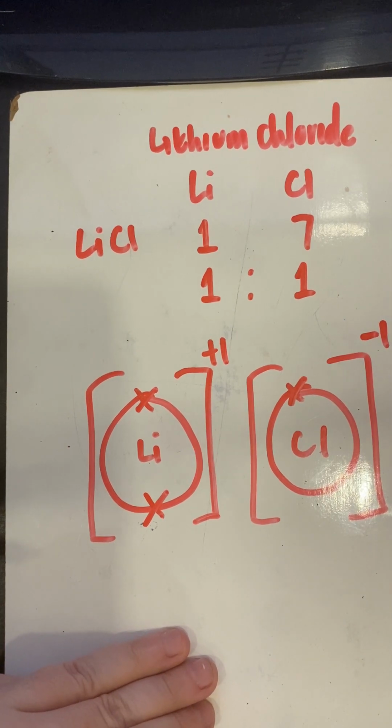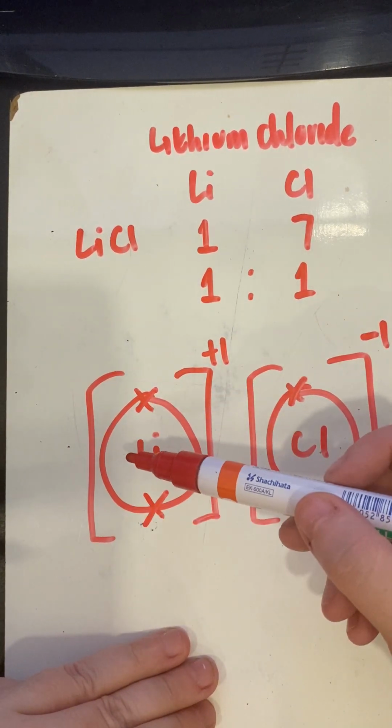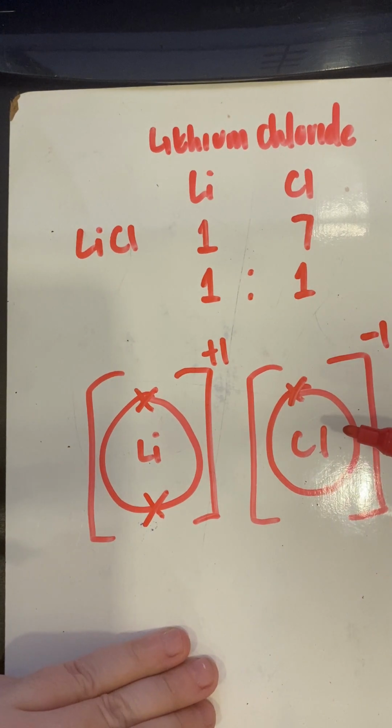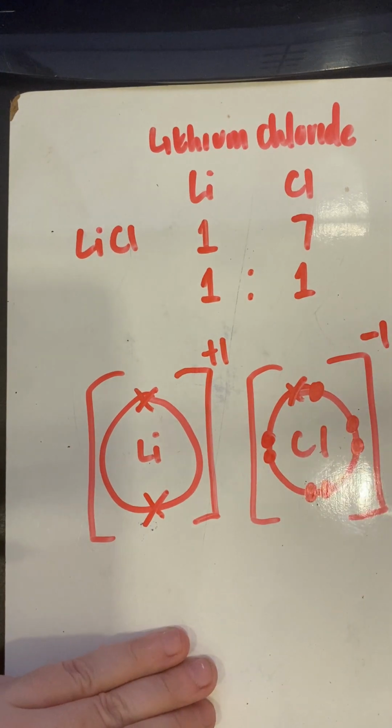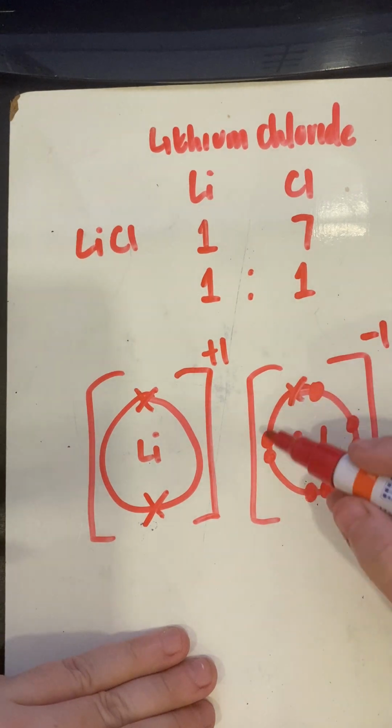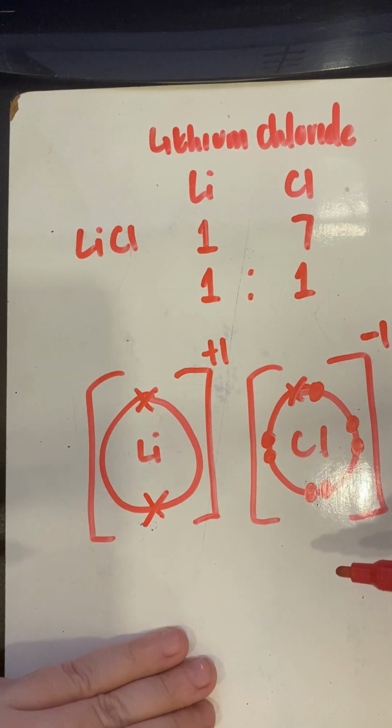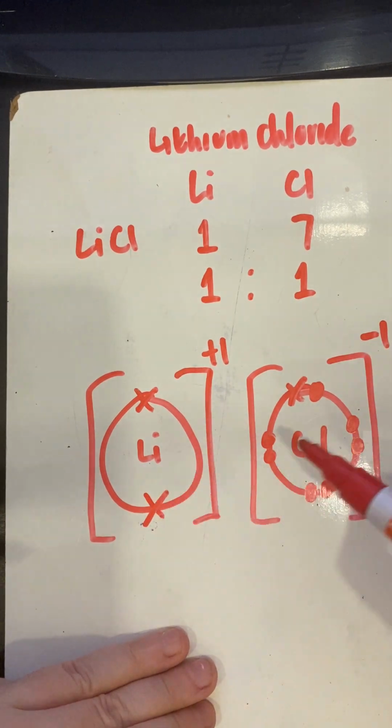Chlorine had 7 of its own before it gained 1 from lithium. I don't want to get confused between the electrons that started with lithium and the electrons that started with chlorine, so I'm going to choose something different. I chose crosses for lithium, so I'm going to choose dots for chlorine. I'm going to place in chlorine's original 7. Now I can see that chlorine has a full outer shell. It's become a chloride ion. Here is lithium chloride.